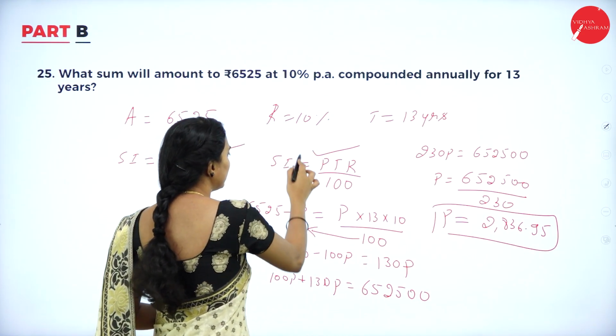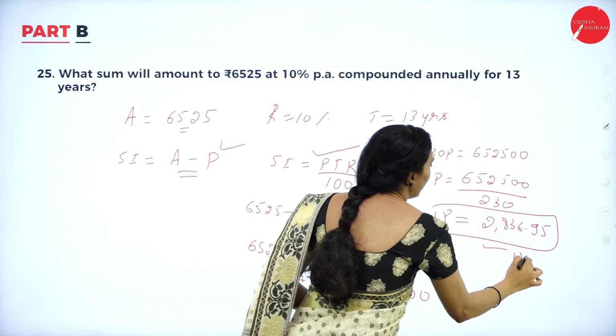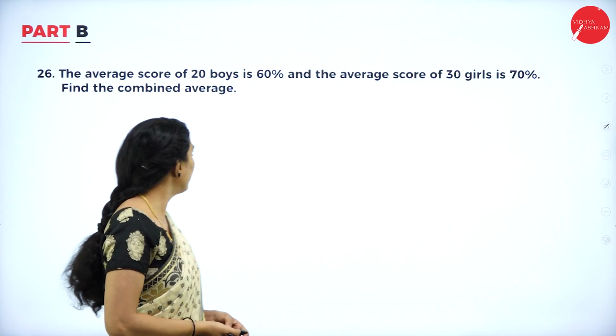So writing this and this step will be 1 mark, and writing this and the final answer provides 1 mark. Totally 2 marks. Okay. We'll be moving on to the next question.